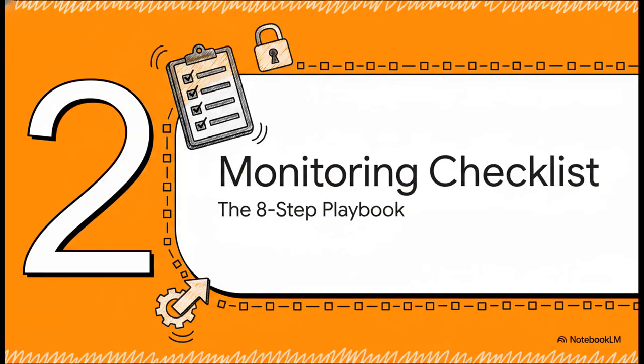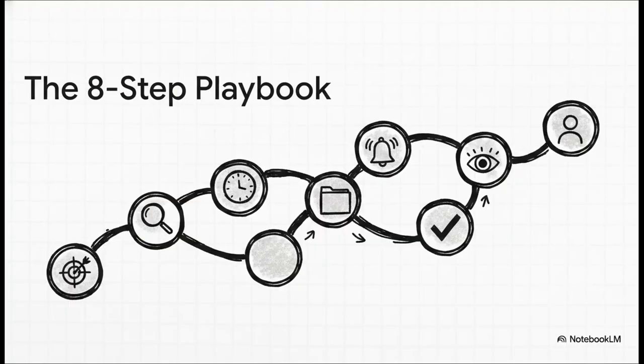Which brings us to Section 2, the Reliable Monitoring Checklist, our 8-step playbook. Here is the complete overview. We start by defining the business purpose, choosing meaningful pages, and selecting the content area. Then we set the right cadence and define alert thresholds. And finally, we store history, validate before acting, and assign ownership. Let's break these down real quick.